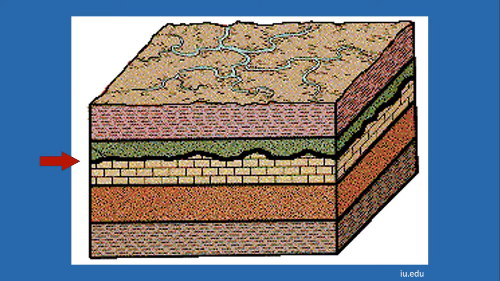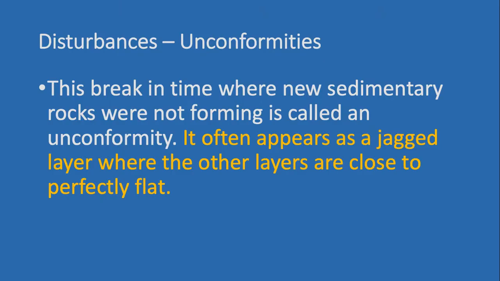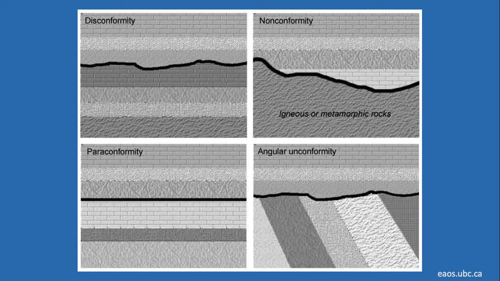So the bottom 3 layers formed at some point in time underneath of some water, and then the sedimentary layers stopped forming, and erosion caused that jagged appearance of the line instead of being perfectly straight. And then later on, there was more sedimentary rock forming on top. This break in time where the new sedimentary rocks were not forming is called an unconformity. It often happens as a jagged layer where the other layers are close to perfectly flat. So different kinds of unconformities are disconformities, nonconformities, paraconformities, or angular unconformities.